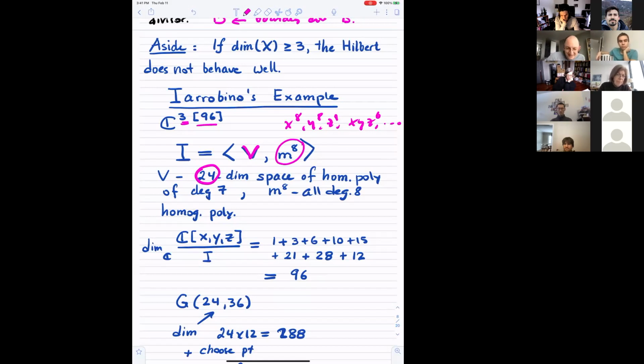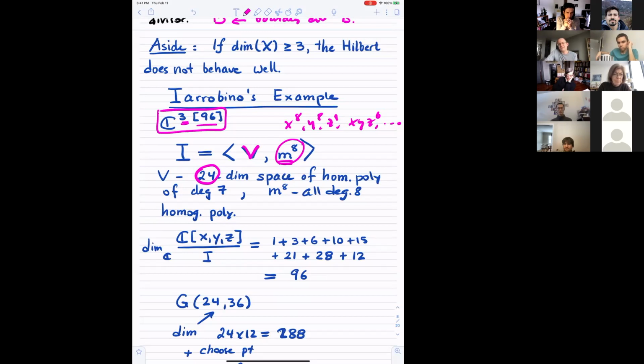Then I claim that this should be a point in the space of ideals of length 96 that is parameterized by this Hilbert scheme. So let's count. If I look at the polynomial ring modulo the ideal, I killed everything of degree 8 or more, but I haven't touched the constants and the polynomials of degree 1, 2, 3, 4, 5, and 6. And I've only killed the 24-dimensional subspace of polynomials of degree 7.